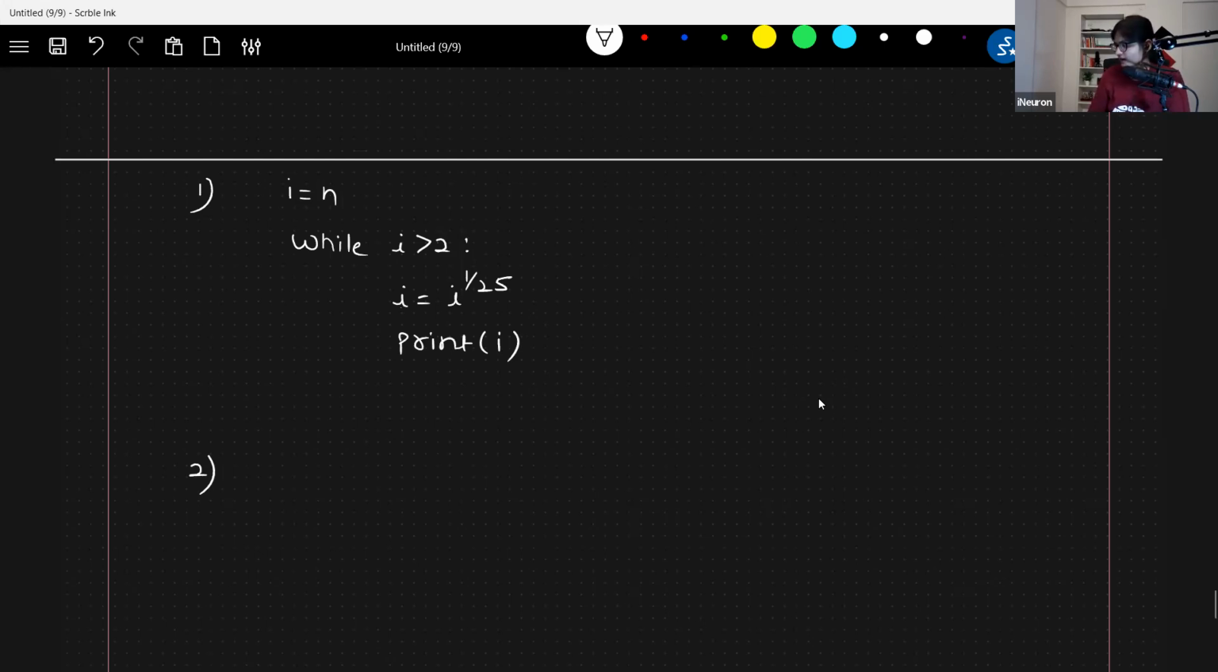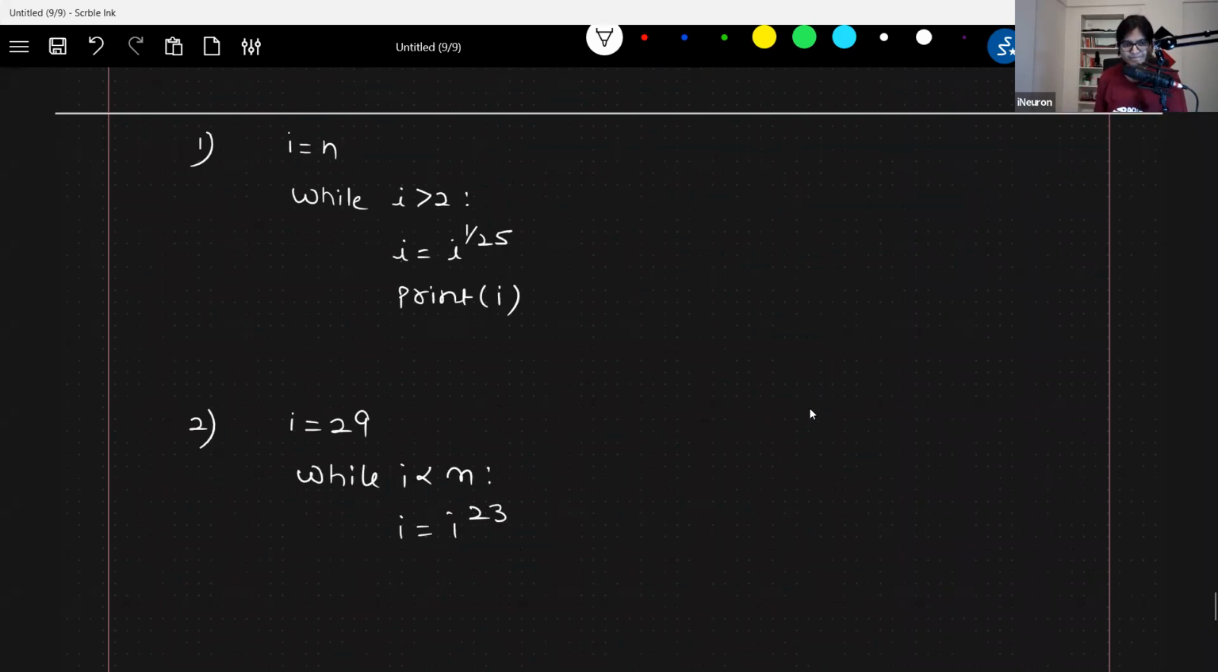suppose we are getting the value of I as 29, while the value of I is less than n. Okay. And so here I is equals to I to the power 23. What is the time complexity of this? Try to do it at your home.